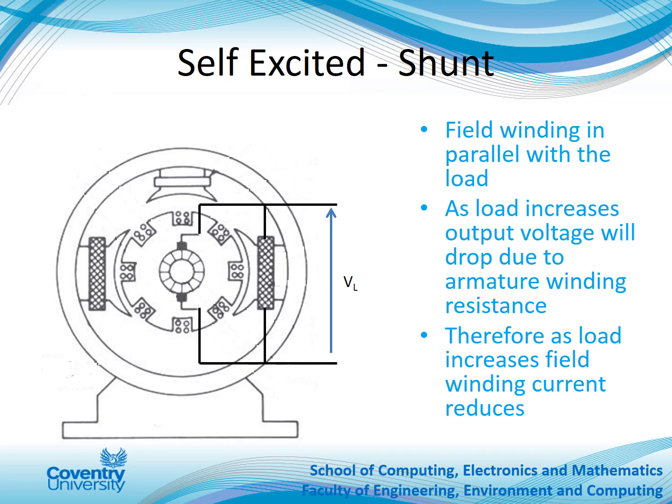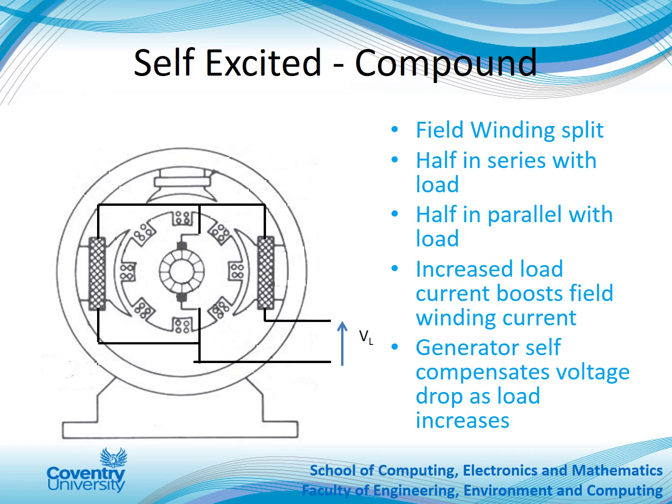Okay, this is the self-excited shunt configuration. As you can see here, the field windings are in parallel with the load and in parallel with the shaft. So as the load increases, the output voltage will drop due to the armature winding resistance, and therefore as the load increases, the field winding current reduces. And we'll be going over some graphs and configurations later in the lecture.